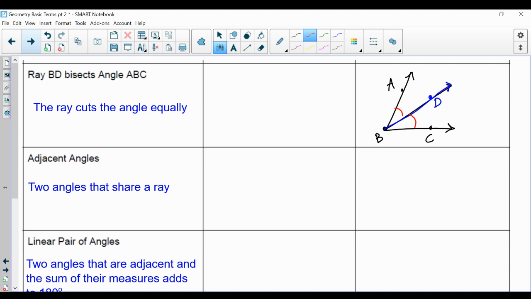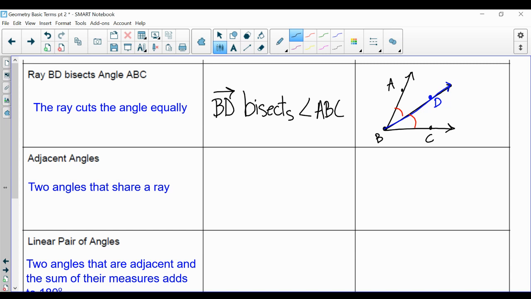So now I'm going to write this out how it looks symbolically. It's going to say ray BD, and I'm going to use the word bisect, angle ABC. All right, so that is that one.